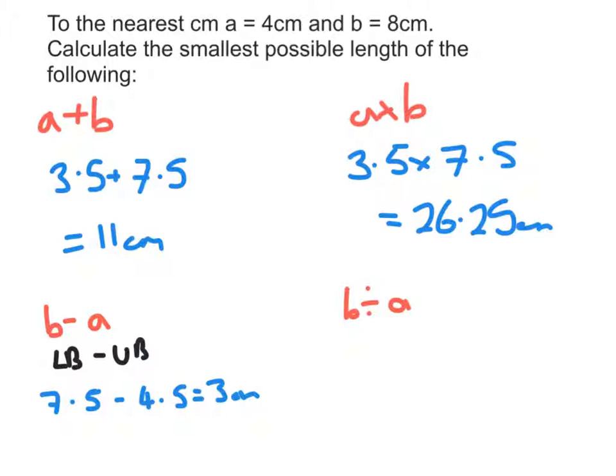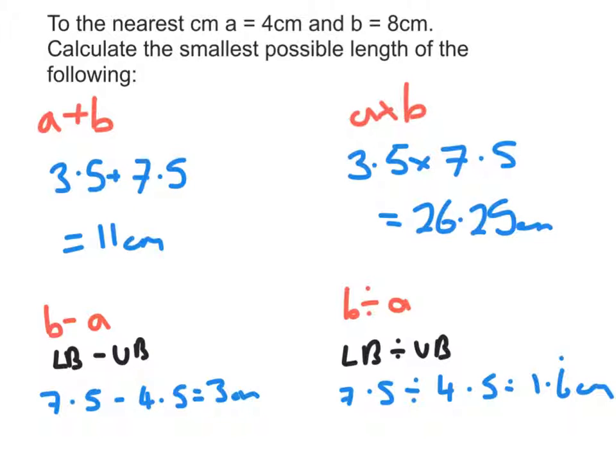And it's very similar for dividing. To find the smallest possible, it's the lower bound divided by the upper bound. So the lower bound of B, which is 7.5, and the upper bound of A, which is 4.5. So 7.5 divided by 4.5 is 1.6 recurring.